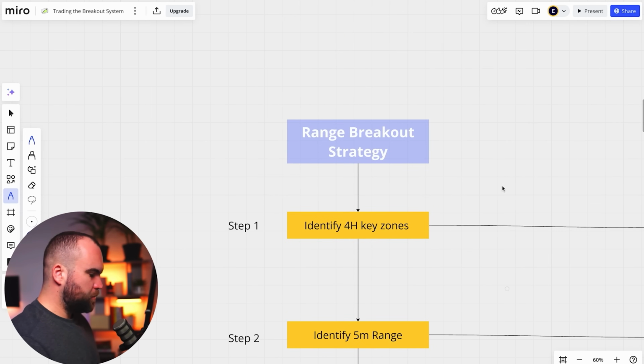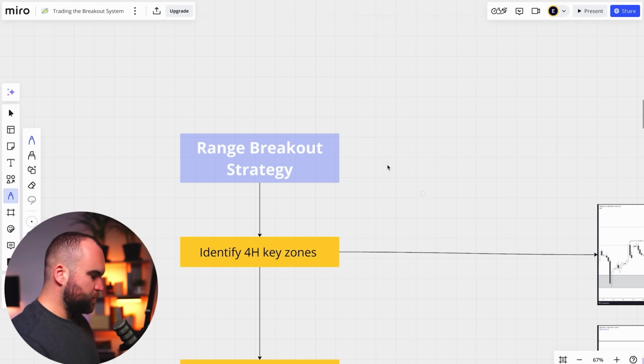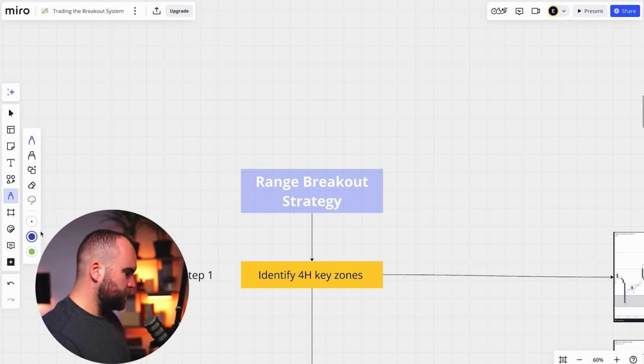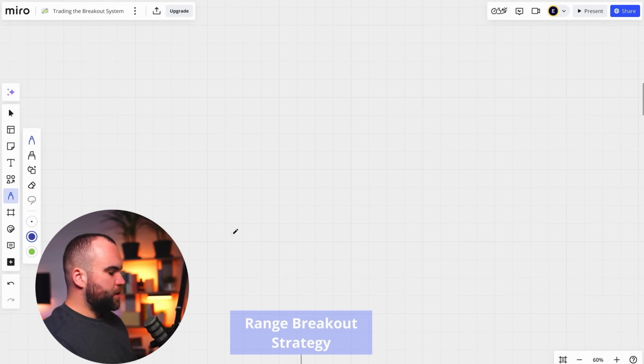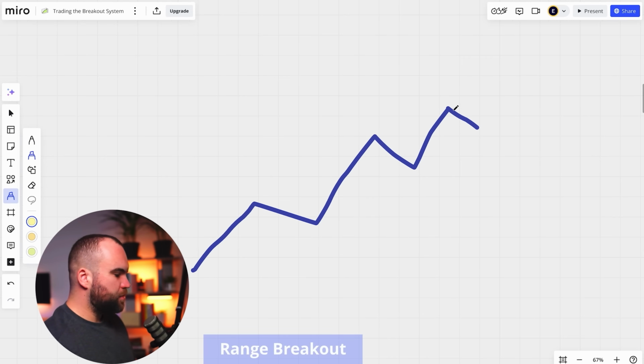So step number 1 is identifying 4-hour key zones. We have a very specific way in which we do this, and I'm going to show you how that works in just a second. So essentially, what we're looking for here is key points where the market has reversed on the 4-hour. So as you can see, if we are bullish in this example, price will move with higher highs and higher lows. All right. And so now we're trying to find points in the market where price has reversed from.